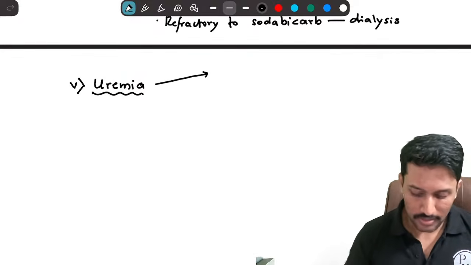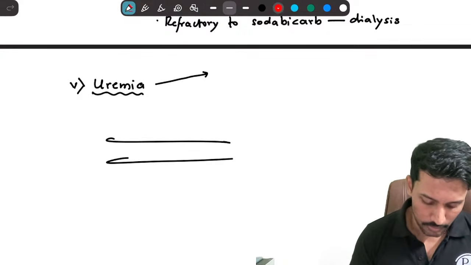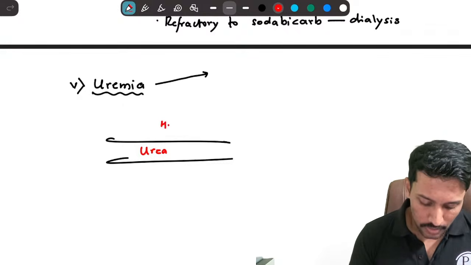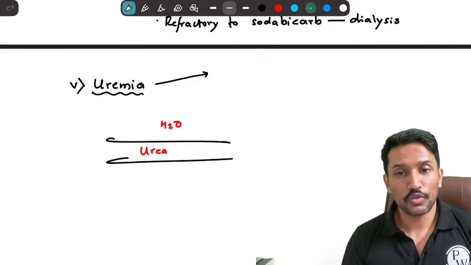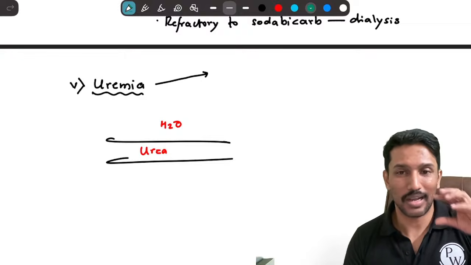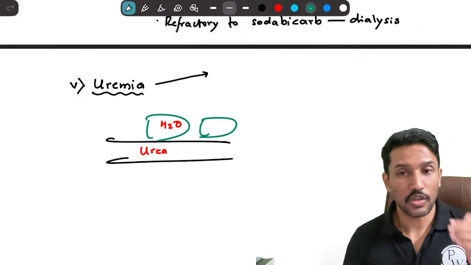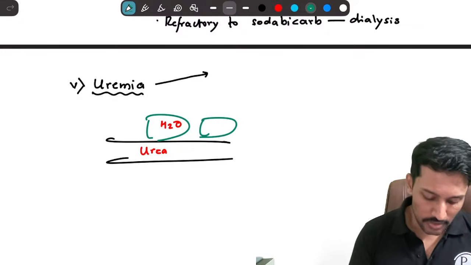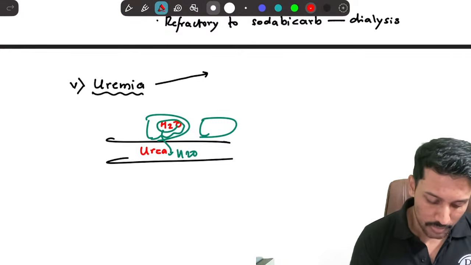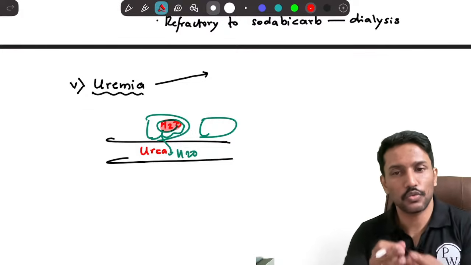So please remember, urea is an osmotically active substance. If this is my blood vessel and in the blood the urea levels increase, the rule of osmosis says fluid moves from the hypoosmolar to the hyperosmolar compartment. So in the blood now I have urea, so the osmolality of blood is high. In the cells, the osmolality is less. So from the cells, the water will move to the blood. So the cells will lose the water and start becoming dehydrated.